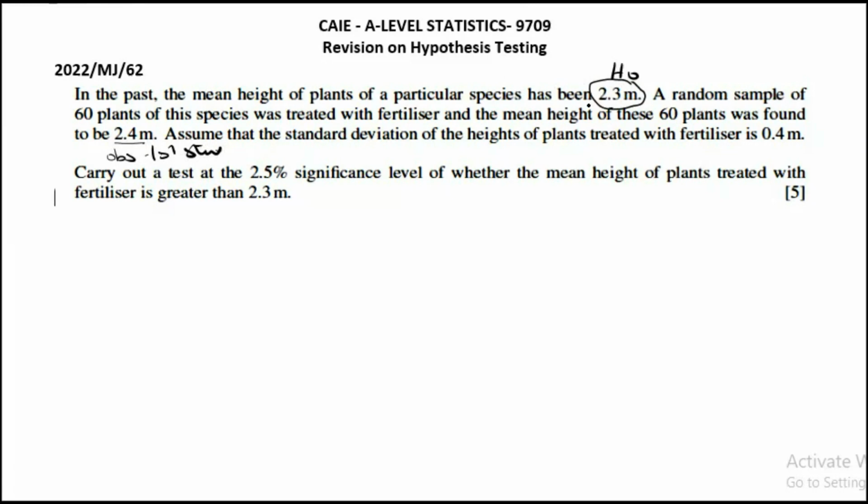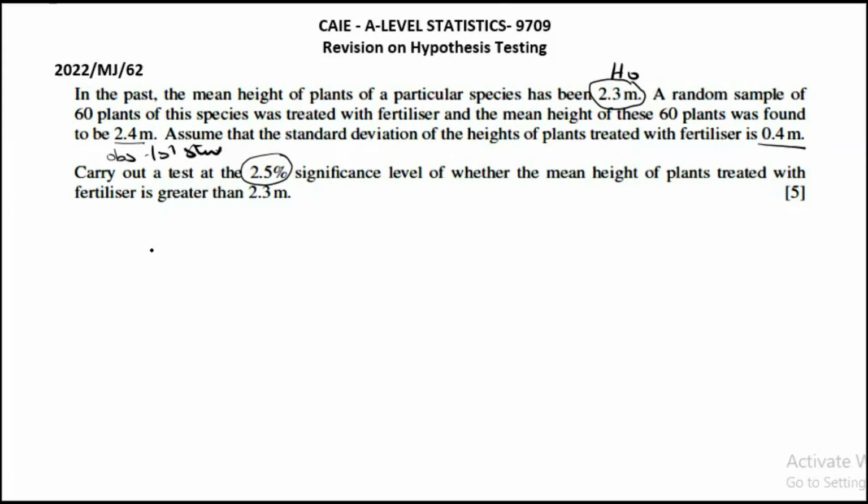Because in the past it was 2.3. Now, the latest findings, the latest height that they have checked, is found to be 2.4, which means that this is the test stat with which we have to go for hypothesis testing. Then the remaining numbers are the data required to calculate this. For example, we have here the standard deviation and the test significance level.